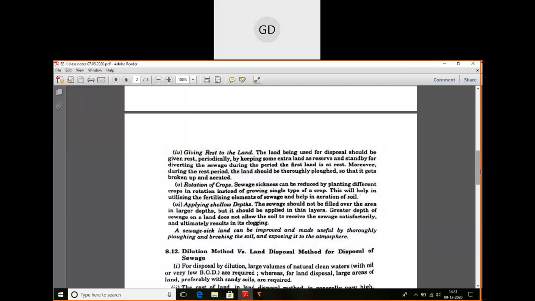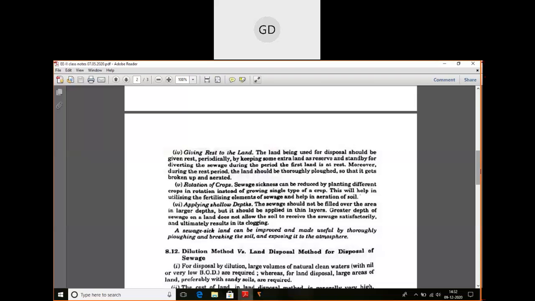Number five is rotation of crops. Sewage sickness can be reduced by planting different crops in rotation, instead of growing a single type of crop. Suppose you are growing rice or wheat, then you should not keep on growing that rice or wheat all the time. You should change the type of crop.